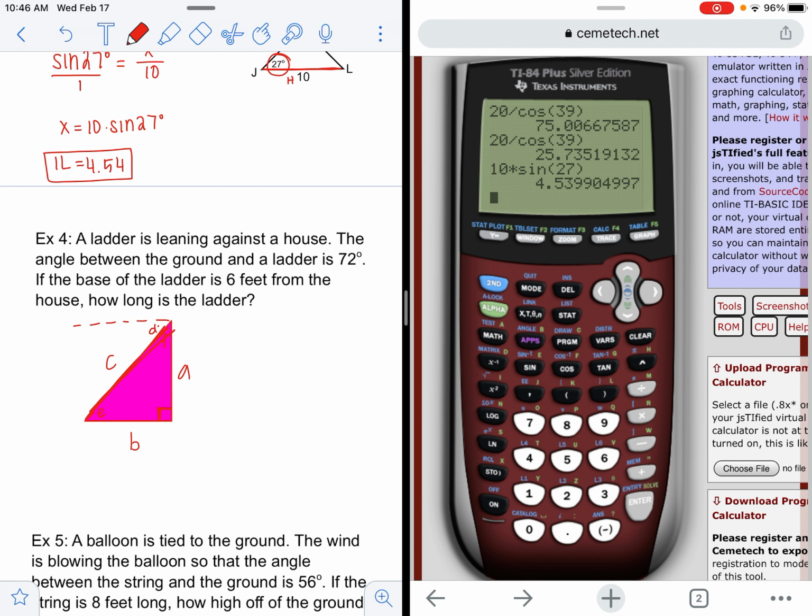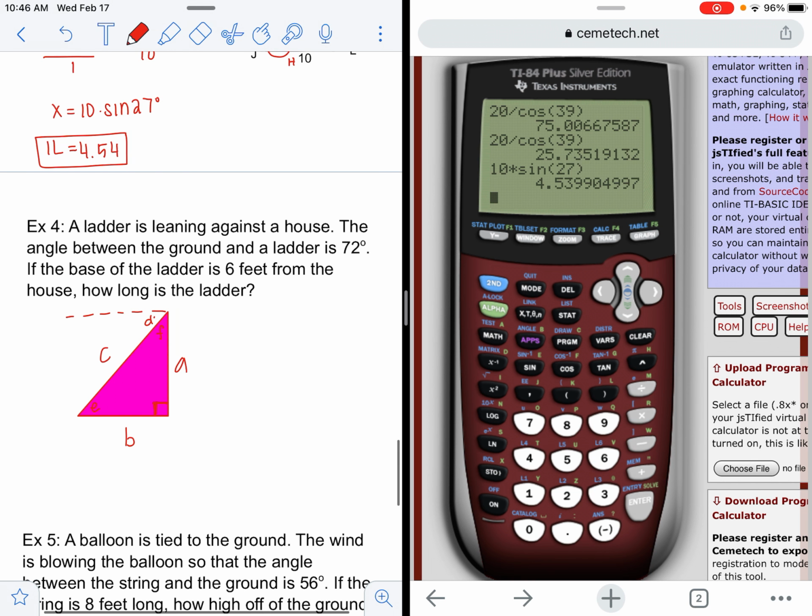Okay, so ladder leaning against the house. Which piece is the ladder leaning against the house? This piece is your ladder. This is your house right here that's not exactly drawn in. So the ladder is the C right there. So I'll say the ladder leaning against the house is C, just so I know. The angle between the ground and the ladder. So here's the ladder, once again, C. The ground is B, so the angle in between is that angle E.